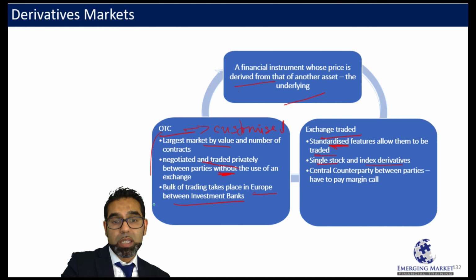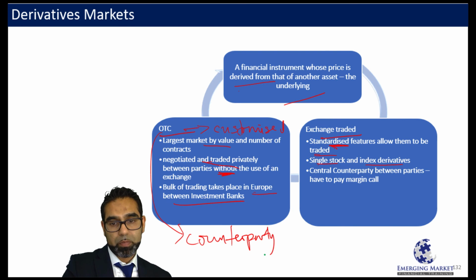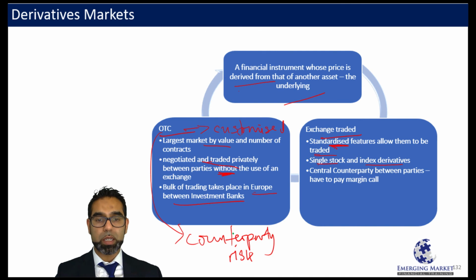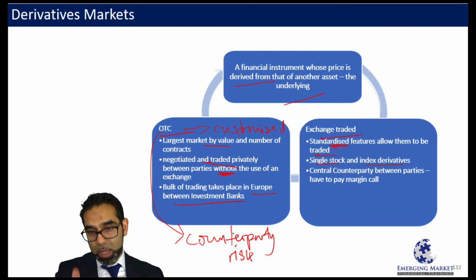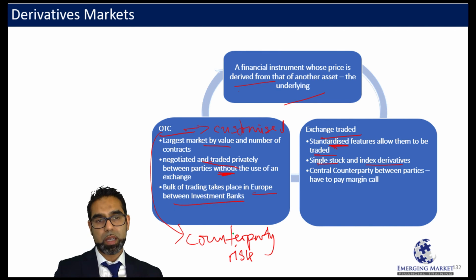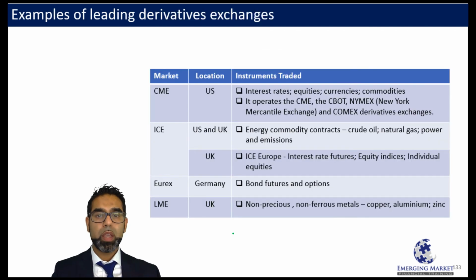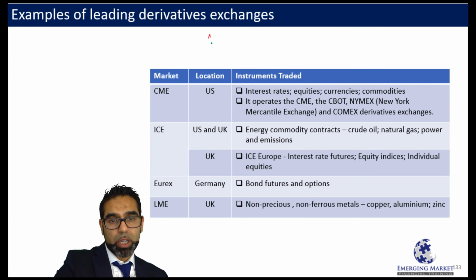Whereas OTC, there is more what we would call counterparty risk. Okay? You have counterparty risk in the world of OTC. Exchange traded, it's much safer, and there's something called margining. Just overview for this exam. And these are examples. It's what I call a look and learn slide.